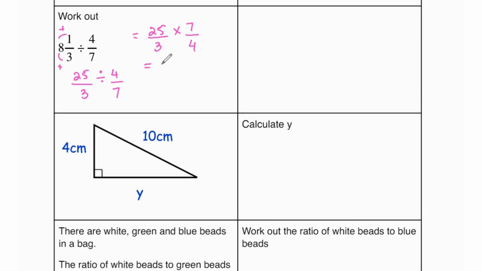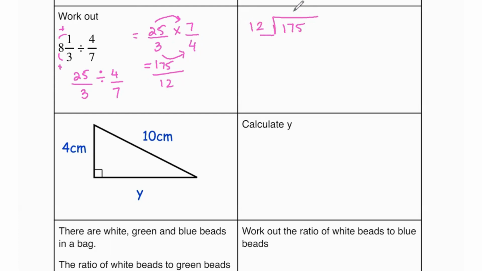Next, now you can see we're multiplying fractions. So when you're multiplying fractions, the numerator gets multiplied to the numerator and denominator gets multiplied to the denominator. So 25 times 7 is going to be 175 and 3 times 4 is 12. So now you can see that this is an improper fraction because the numerator is bigger than the denominator. So we will convert this into a mixed number, and that will be done by dividing 175 by 12.